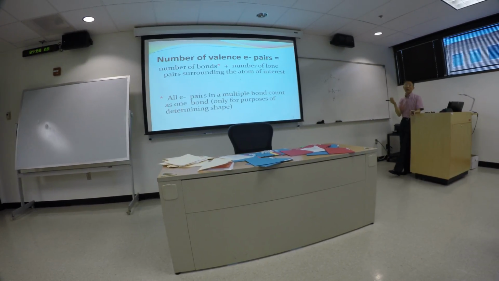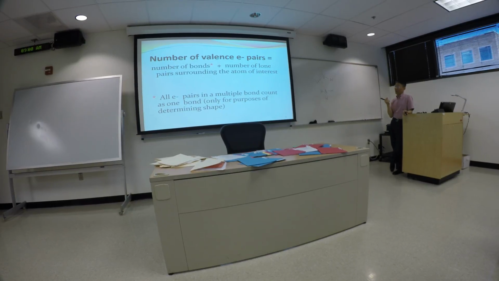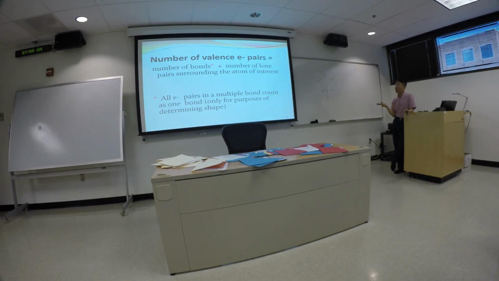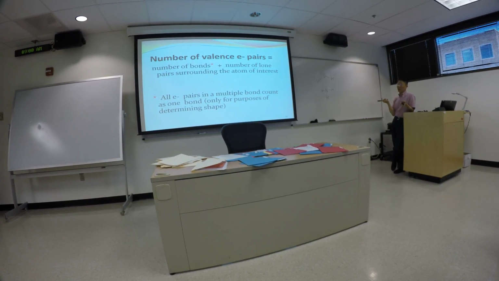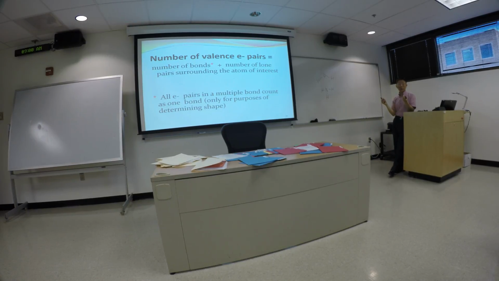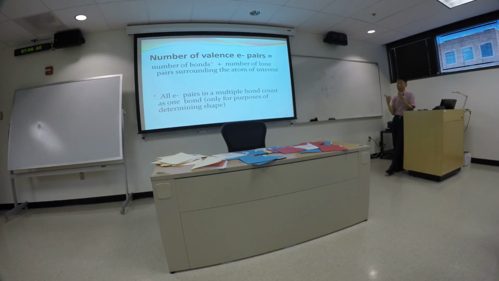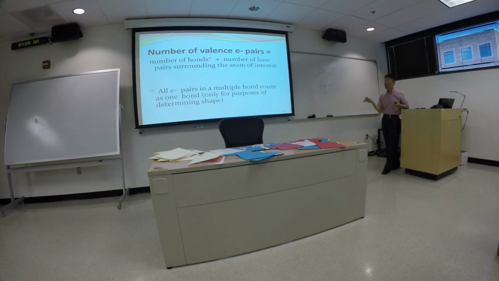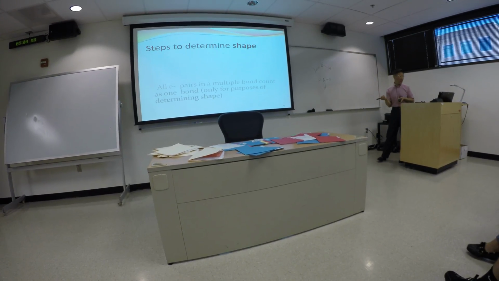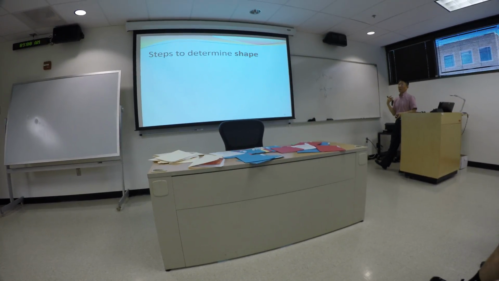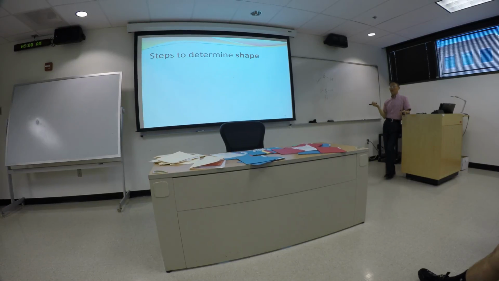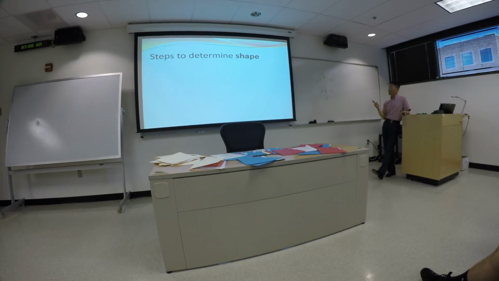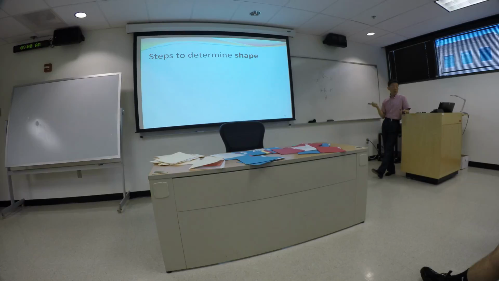So we call it one bond, but a double bond and a triple bond are different. Okay, so how do we determine the total number of valence electron pairs? We count the total number of bonds, single bond or double bond or triple bond, doesn't matter, plus the number of lone pair electrons.